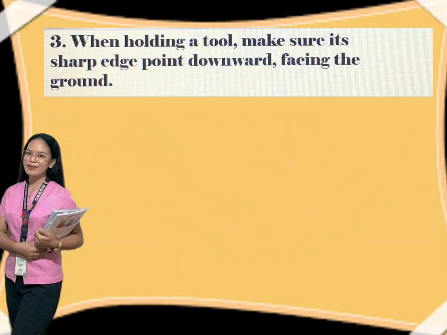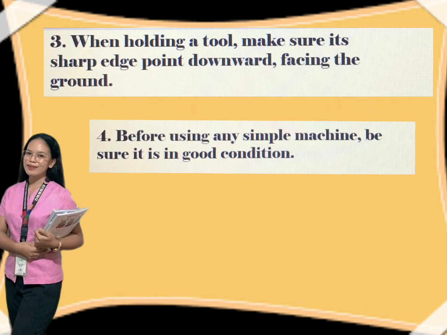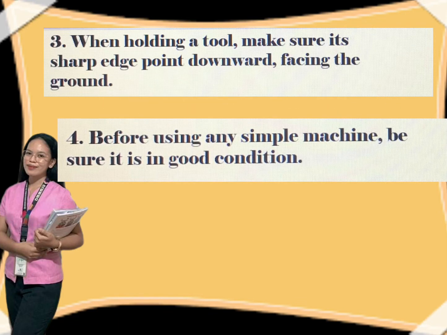Number 3 safety measure in handling simple machines is when holding a tool, make sure its sharp edge points downward, facing the ground, in order to avoid hurting others. Number 4, before using any simple machine, be sure it is in good condition in order to avoid incidents.